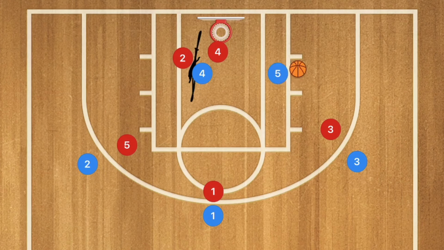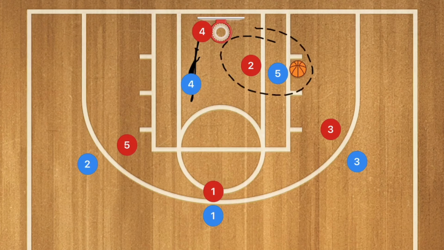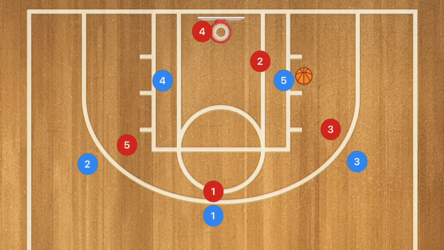Either set a really strong screen where they have to either hopefully not switch, or set a very weak screen so that he comes over just so you can have that mismatch. Or you can just quite literally switch sides and have player 5 destroy the smaller player 2 in the post. Because at the grade 8 level, this player could be 6 feet tall and this player could be 4'2". That's a huge advantage. Use that to your advantage and score more points.